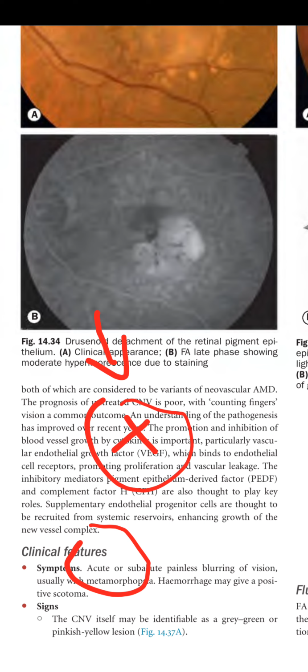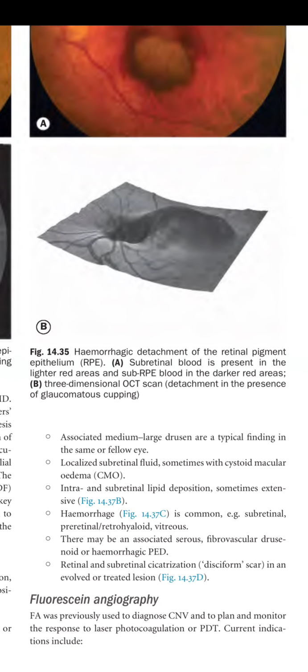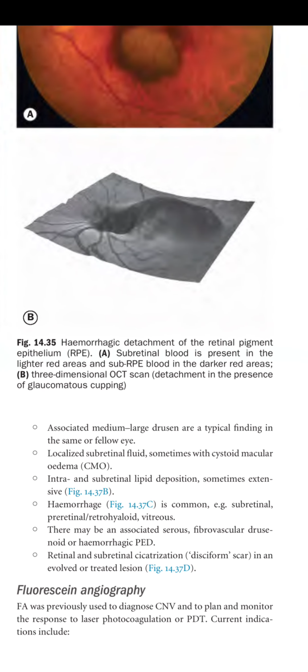Signs: the CNV itself may be identifiable as a gray, green, or pinkish-yellow lesion. So if the CNV is present, it will appear as a gray-green membrane lesion on the macula. Associated medium to large drusen is a typical finding in the same or the fellow eye, so there can be drusen present. Localized subretinal fluid, sometimes with cystoid macular edema, can be present. So CME can be present. Intra- and subretinal lipid deposition, sometimes extensive.